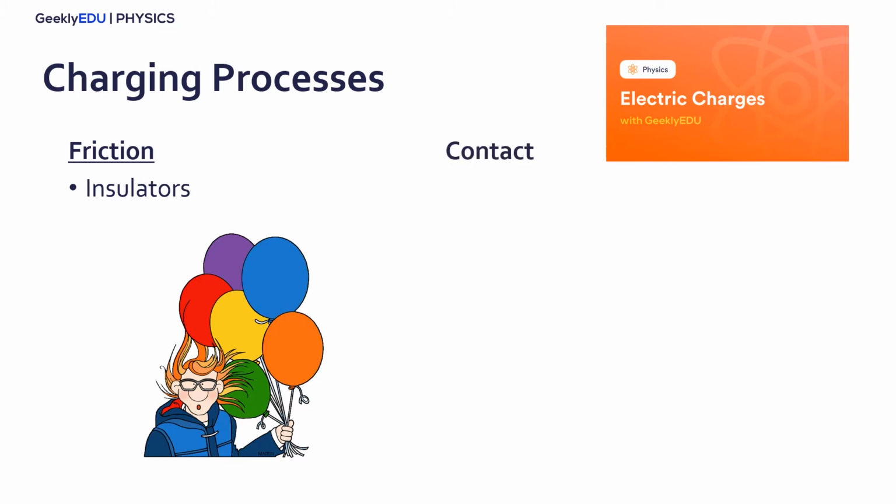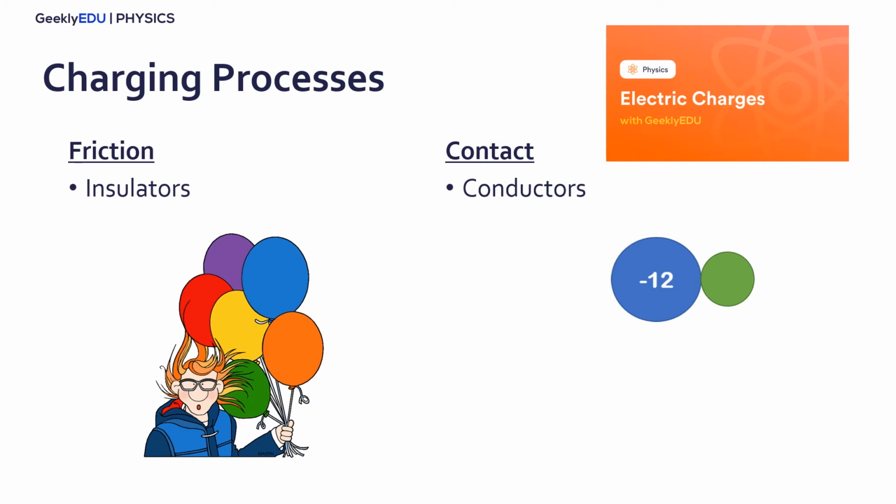The second charging process is by contact, and we do it with conductor materials. Imagine you have two spheres, two conductors. One of them has a negative charge and the other one has zero charge. If we touch them, now they're going through an equilibrium, and the second sphere that had no charge now has a negative charge also.